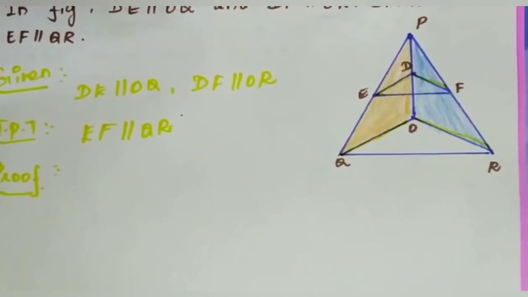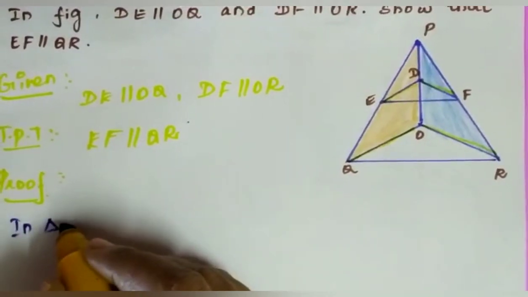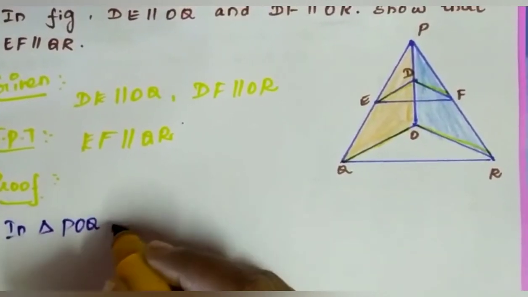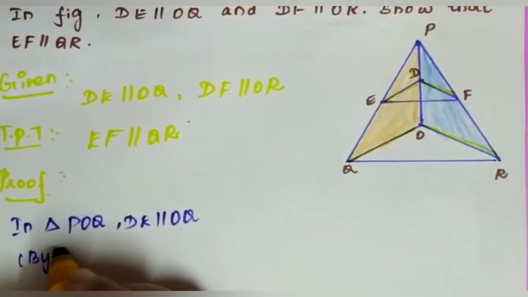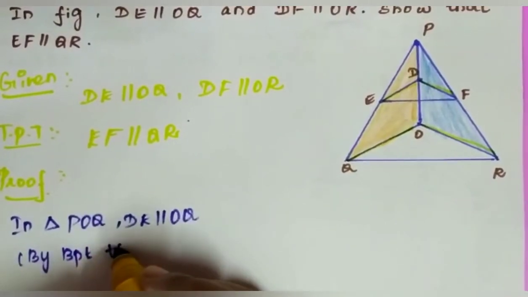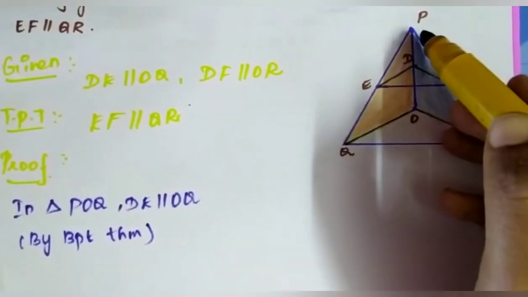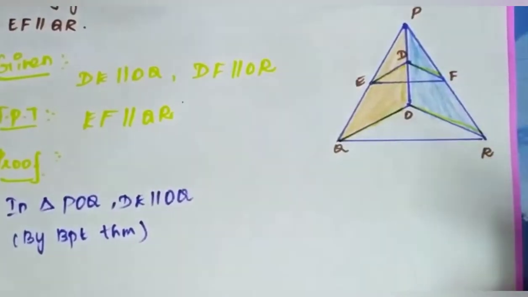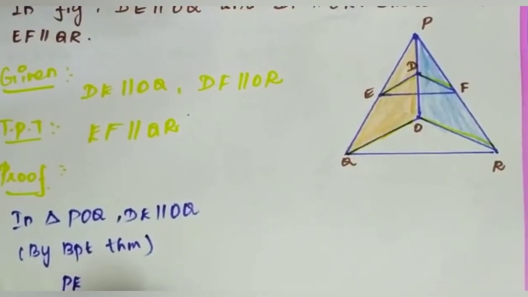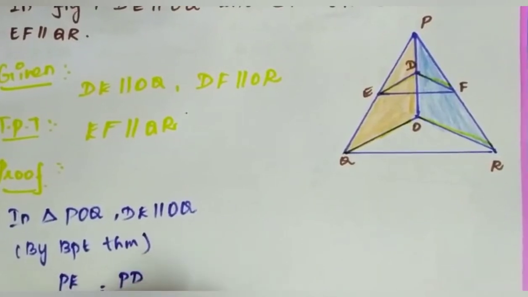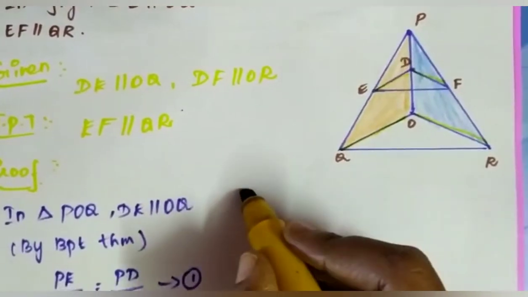Clear? So first triangle. In triangle POQ, DE parallel to OQ, by BPT theorem, we can conclude that PE divided by EQ is equal to PD divided by DO. PE divided by EQ is equal to PD divided by DO. Mark this as 1.